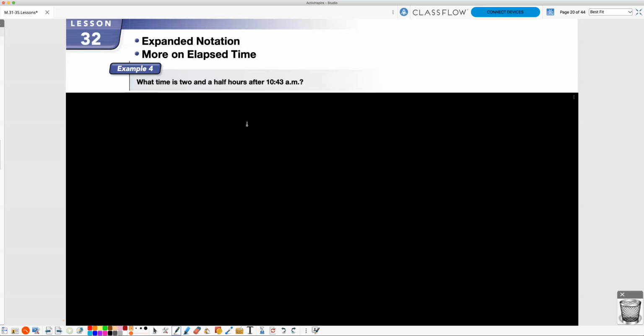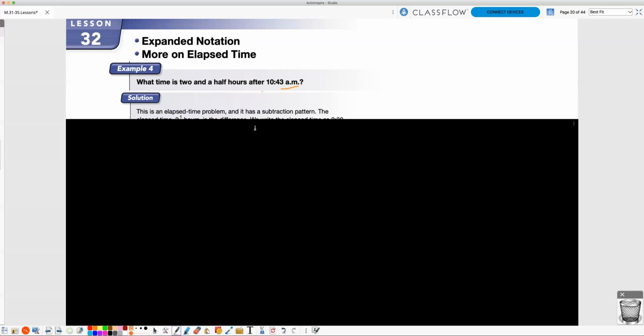What time is 2.5 hours after 10:43 a.m.? Now keep in mind you might be crossing over the PM mark on this. So it starts over at 12, you're counting, you're not going to go up to 13 unless you're using military time.